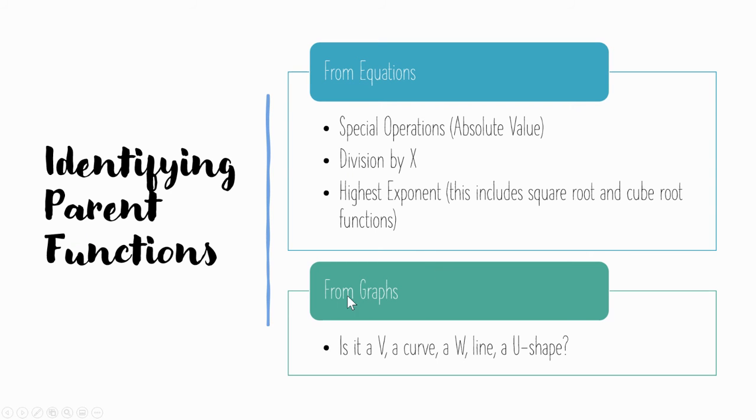When we look at the graphs, we're just asking ourselves, is it a V? Is it a curve? Is it a W? Because when you start getting higher exponent values like x to the fourth, fifth, sixth, seventh, you start getting shapes that are kind of similar. Is it a straight line? A U shape? A U shape, we know that's a parabola, which is a quadratic. So there are things in the equation and the pictures that give away what type of parent function I might be dealing with.